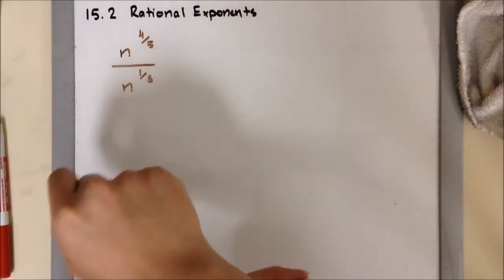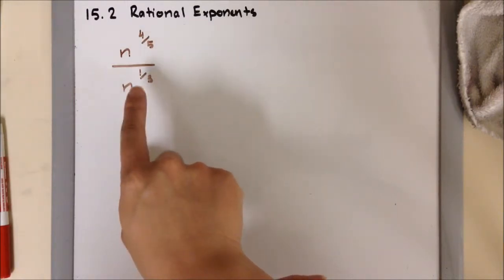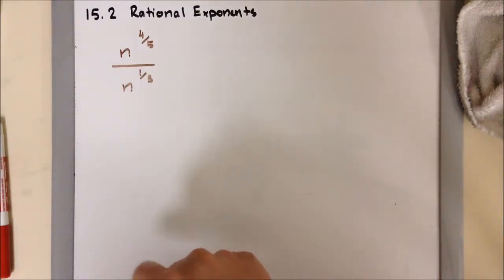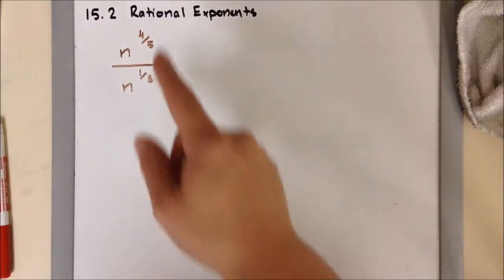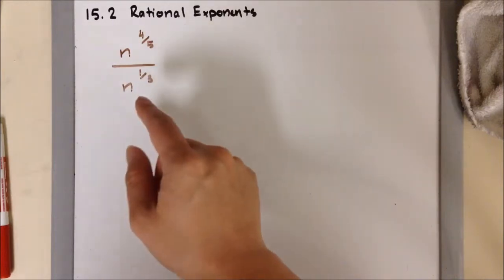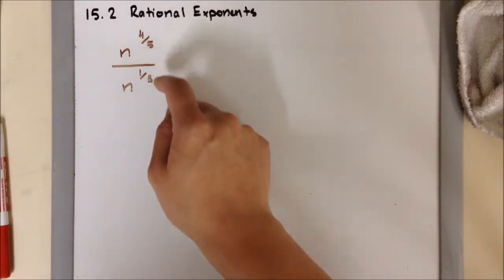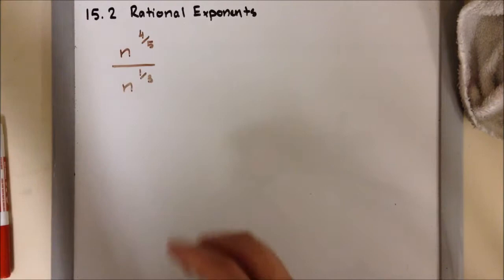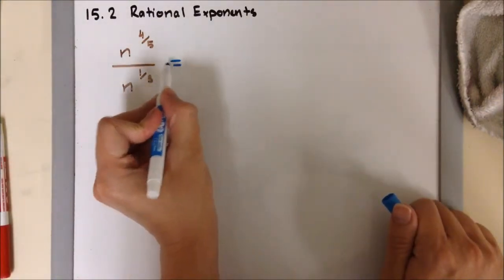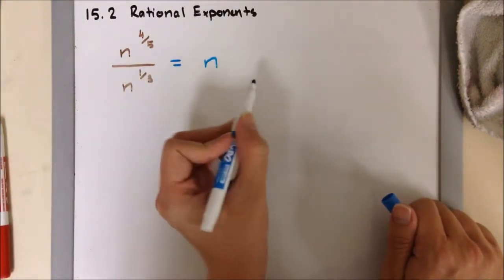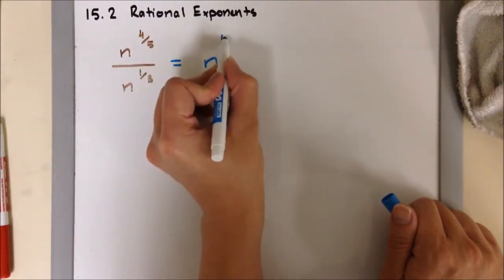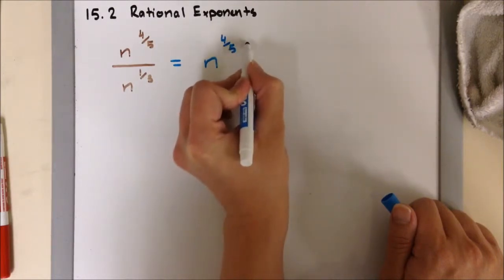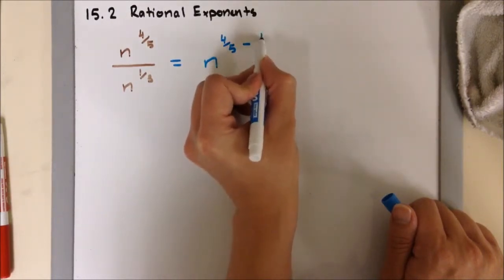In this example, we have n to the power of 4/5 over n to the power of 1/3. So we have the same bases. When it's the same base dividing, that means that we're going to subtract the exponents. In order to subtract, we have to do top minus bottom, and I'm going to write it out. So we're going to have n, the same base, and then we're going to start off with the top exponent. So 4 over 5 will be written first, and then minus 1 over 3.